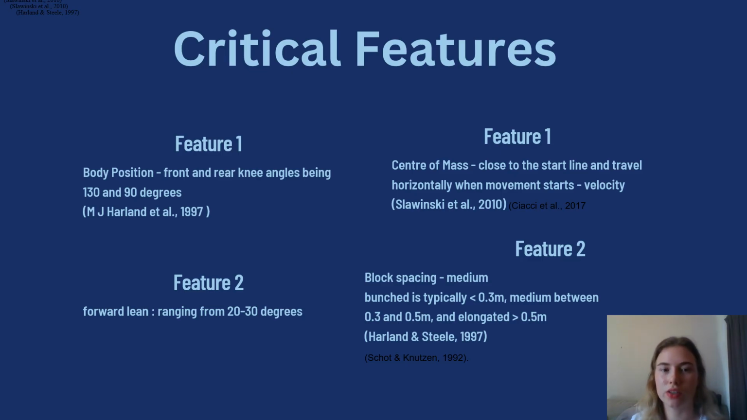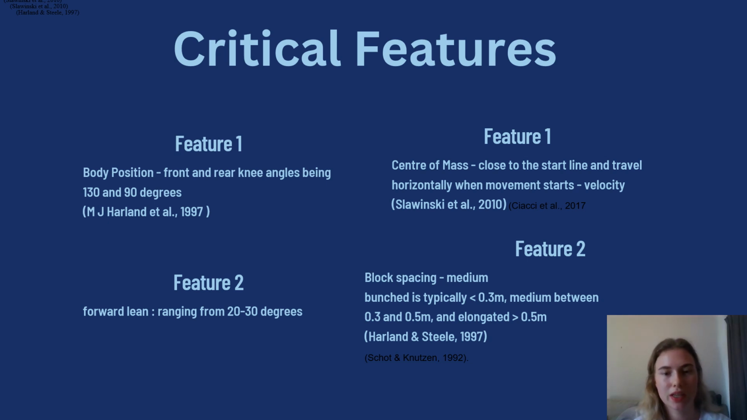The critical features of an effective block start involve optimizing body position, block spacing, and the angle to enhance body mechanics for a powerful push-off. Research suggests that the median block spacing is usually optimal, with the front and rear knee angles in set position around 90 and 130 degrees respectively, and the hip positioned moderately high. This crouch stance is supported by the high explosive strength of elite sprinters, allowing them to generate significant force in the blocks while minimizing the horizontal distance from their center of mass.